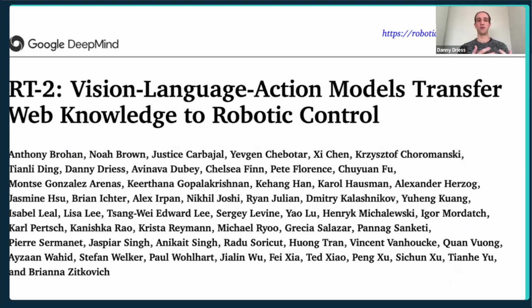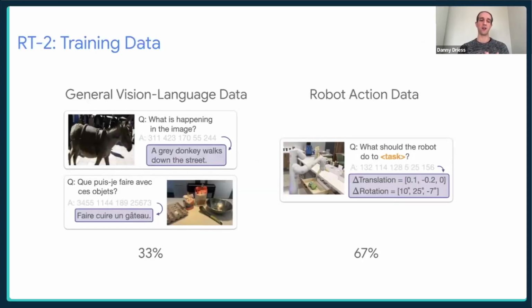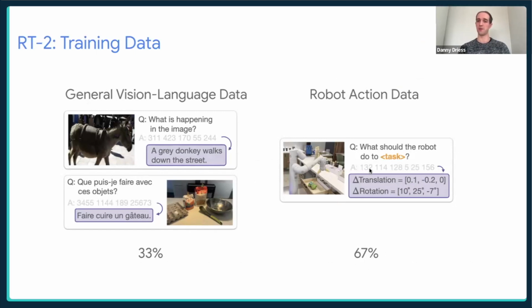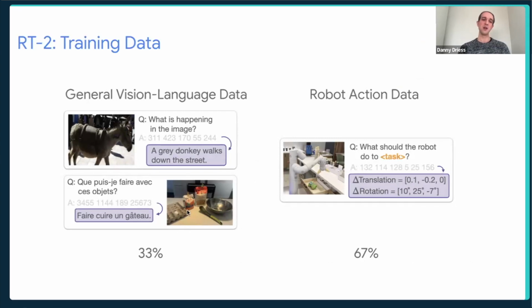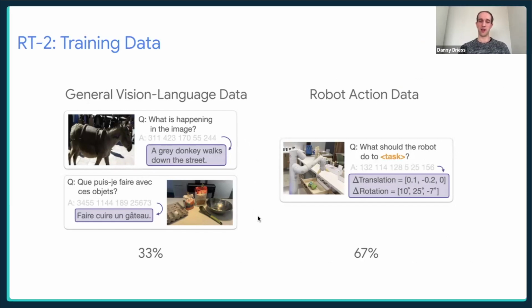And this is exactly the idea of RT2, which we did at Google DeepMind, where we introduced this concept of vision language action models. So what can RT2 do? We train RT2, again, like PaLM-E, it's also the same architecture. We train it on a mixture of robot teleoperation data. So we use 67% robot teleoperation data, where we translate the robot actions into text. But then a third of the mixture was also, again, general vision language data.